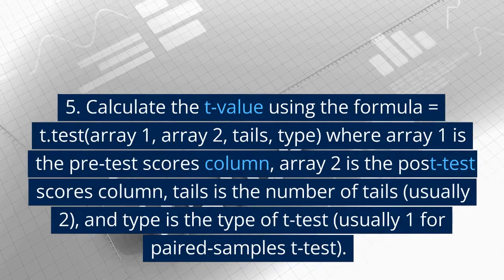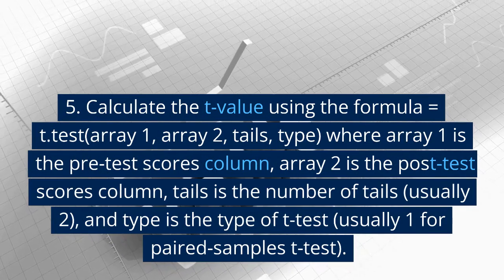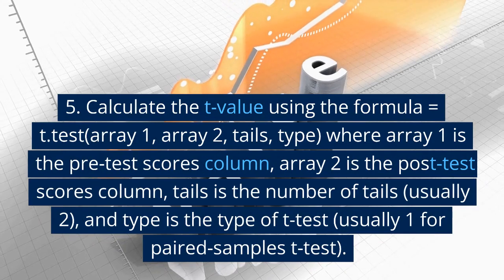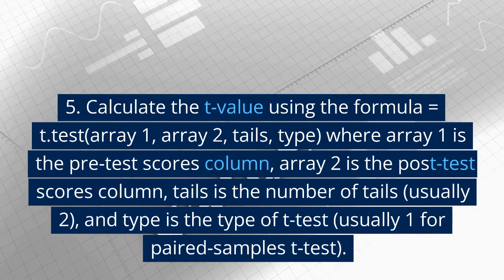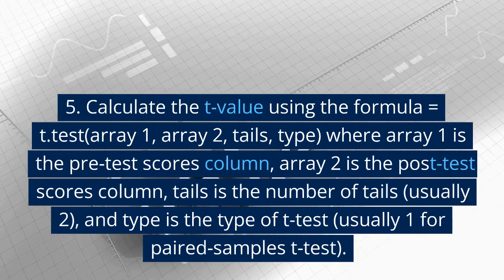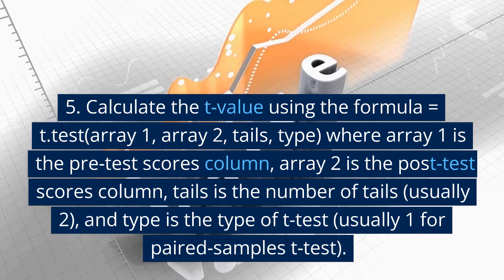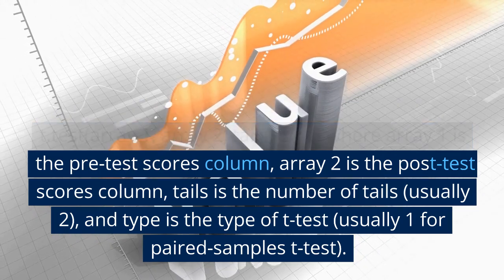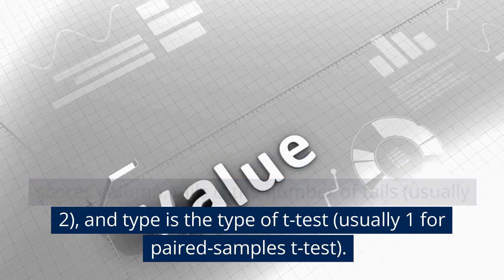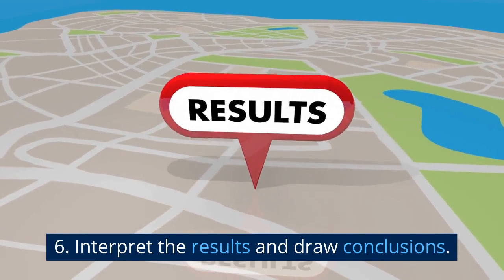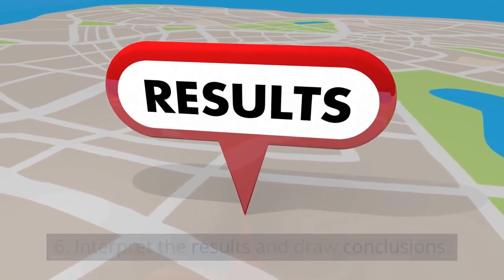5. Calculate the t-value using the formula =T.TEST(Array 1, Array 2, tails, type), where Array 1 is the pre-test scores column, Array 2 is the post-test scores column, tails is the number of tails, usually 2, and type is the type of t-test, usually 1 for paired samples t-test. 6. Interpret the results and draw conclusions.